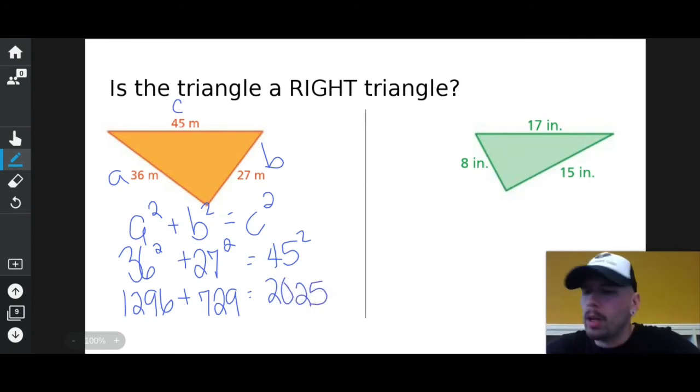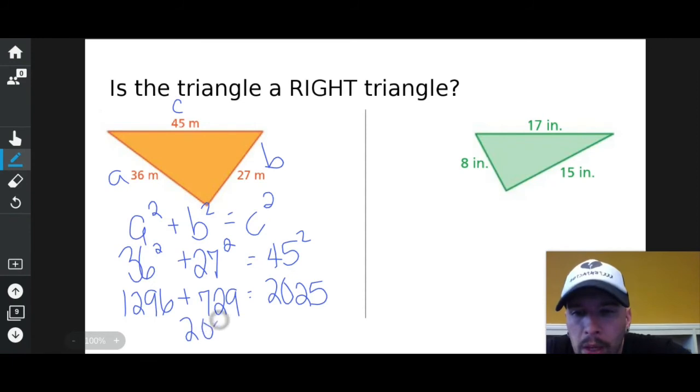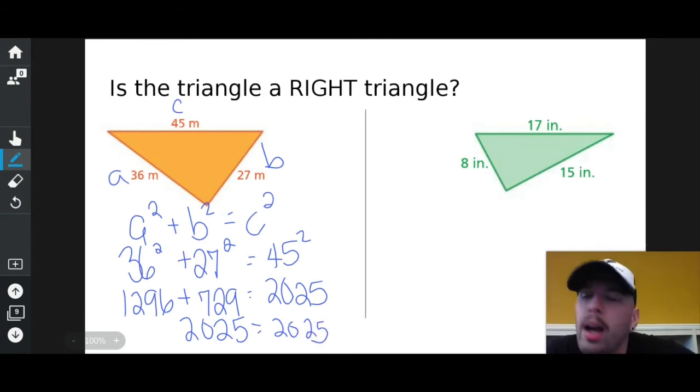Two numbers over there being added together. What's 1,296 plus 729? It's 2,025. This adds up to 2,025. So this is what we have to do. If I ask you if something is a right triangle or not, you call the longest side C and you call the other two sides A and B. Doesn't matter as long as the longest side is C. You do the math, and if the left side checks out with the right side, it's a yes.